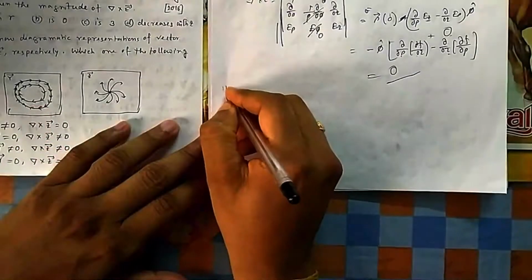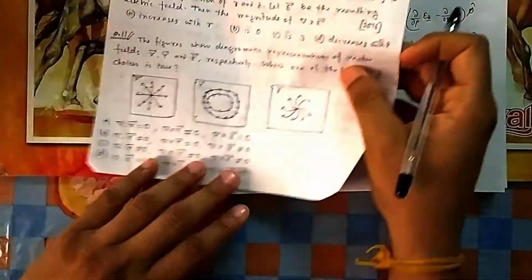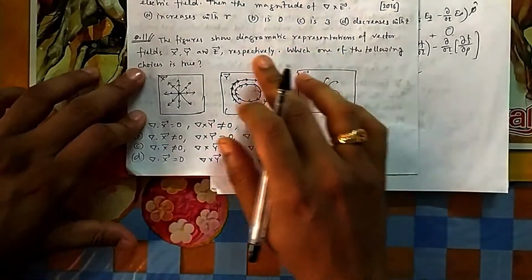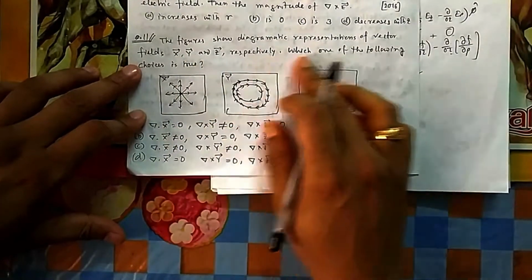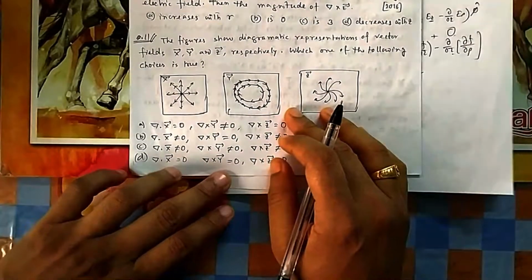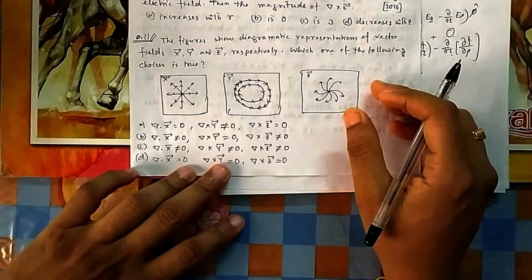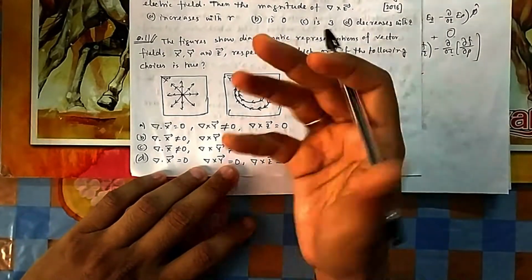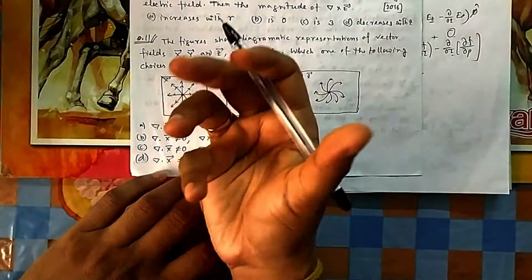Okay students, if you come to question number 11, what they are asking here is: the figures show diagrammatic representation of the vector fields x, y, z respectively. Which of the following choices are true? Now this is a very conceptual question. I have explained the physical meaning of divergence and curl to you in vector calculus, so you can check again how curl gives a rotational effect.